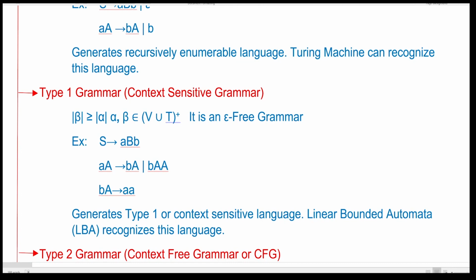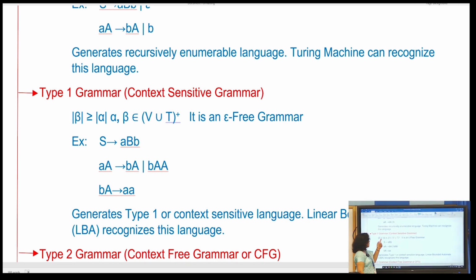So let's have a look at this type 1 grammar. It is called context sensitive grammar. Now the productions will be of the form length of beta is greater than or equal to length of alpha. Here alpha and beta belong to (V union T)+. So it is also called as an epsilon free grammar. For example, you can have a look at the productions here.